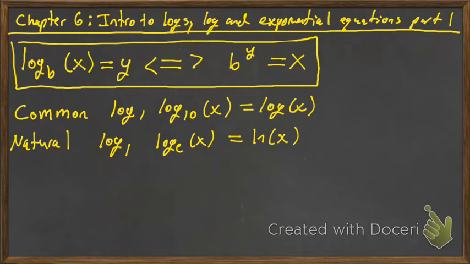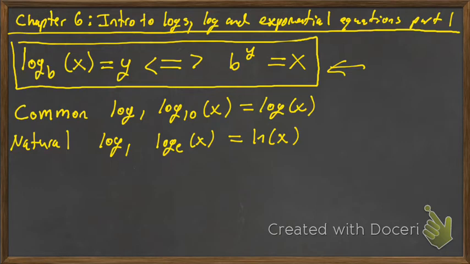So we have the conversion in the box there, log base b of x equals y, and then the double arrow is equivalent to, or if and only if, b to the y power is equal to x. So that might be something you want to make a flashcard. This right here, being able to go between the log form on the left and the exponential form on the right, that's important. We'll talk a little bit about common log.